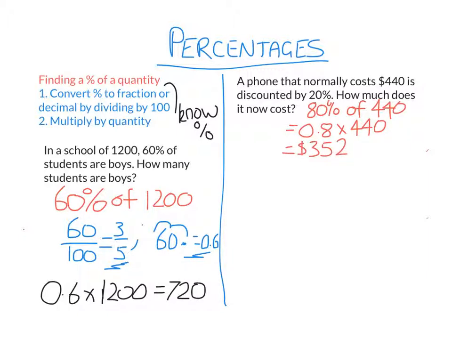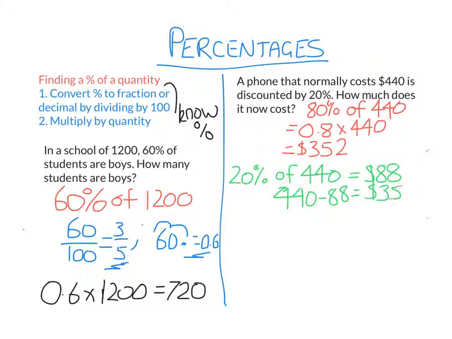352. Another way you could have done this is you could have found 20% of 440, which gives you $88. And because it's discounted by that much, the price would be 440 minus 88, and you get exactly the same answer of 352. Either way is fine.